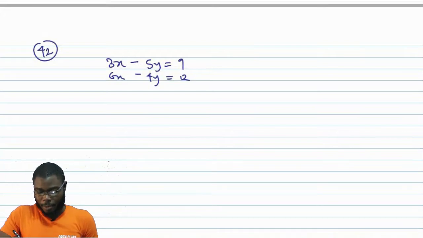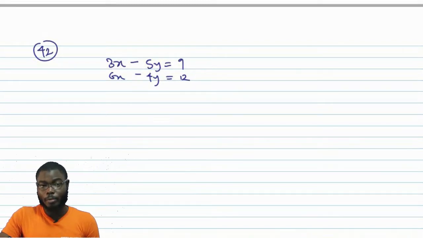All right, so we are to solve for x and y respectively. So this is a simultaneous equation. What you need to do is use any of the options that are available to you. It's either to use your substitution method or your elimination method. So you have 3x minus 5y equals 9, 6x minus 4y equals 12. I will just use the elimination method.